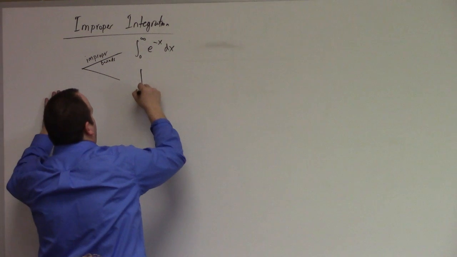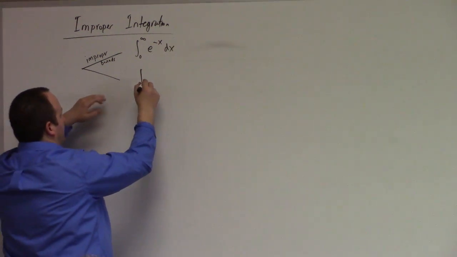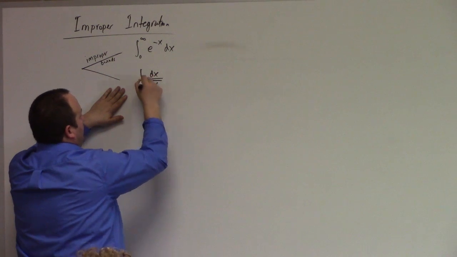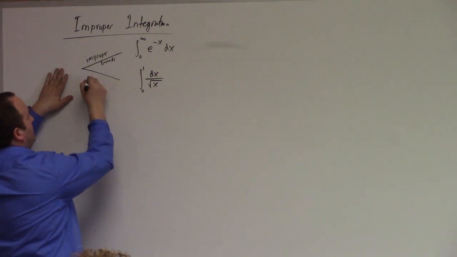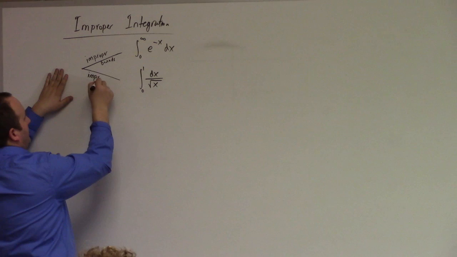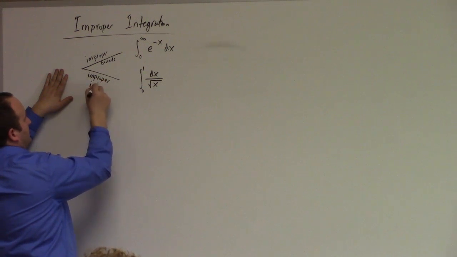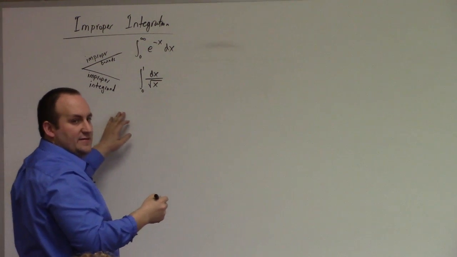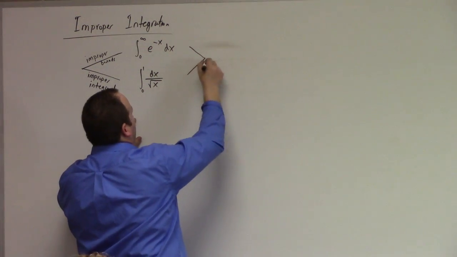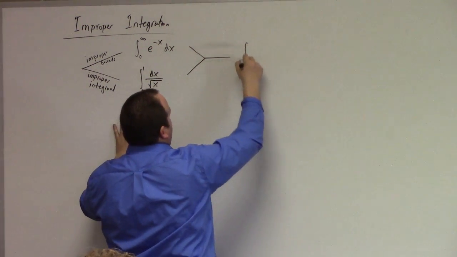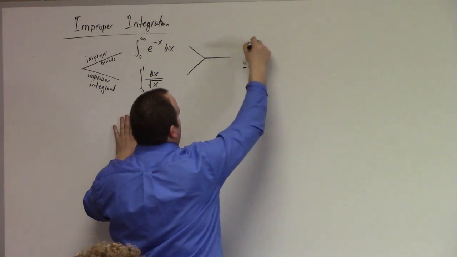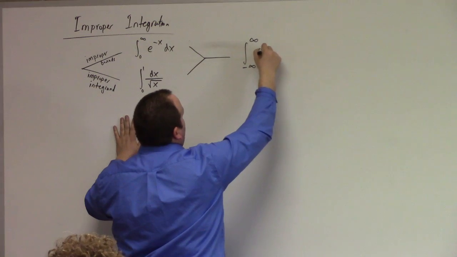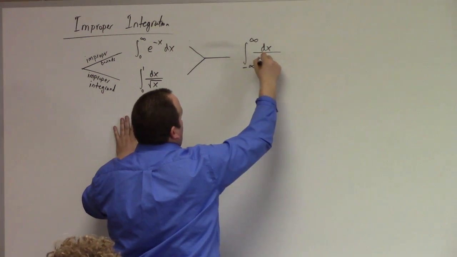The other thing that could happen would be something like this. You could have something like dx over the square root of x from 0 to 1. So here you have an improper integrand. And then you can also even have things that have both, like, for example, the integral from minus infinity to infinity of, I don't know, dx over x.